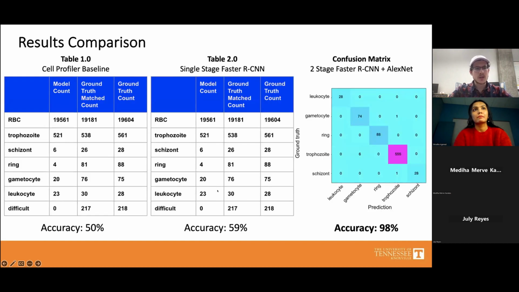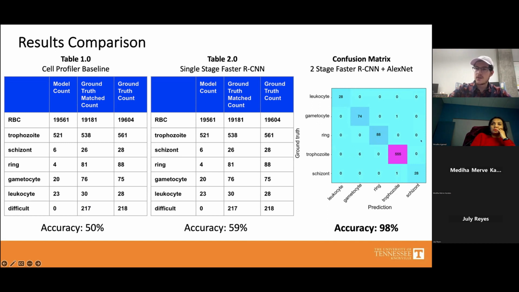So as far as the results go, they are quite impressive. On the left here, this is the CellProfiler baseline. You can see on the bottom here, the accuracy of CellProfiler, which is your standard way of doing it, is only 50% when compared to the human-done actual real results. In the middle, you can see the single stage faster RCNN implementation. You have a slight improvement on the benchmark, but it's still not all that significant.